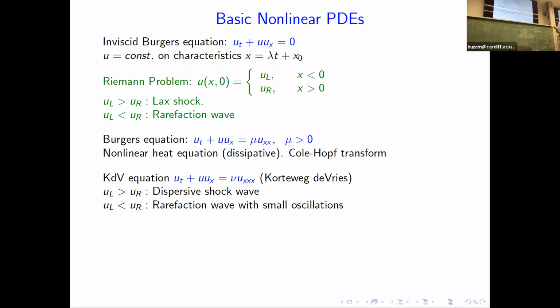It's a spreading wave with lots of oscillations. The dispersion is the oscillations. But in the rarefaction wave case, we still get a rarefaction wave, but with small oscillations. Okay, so that's a very brief introduction to the sort of nonlinear equation I'm going to be talking about.